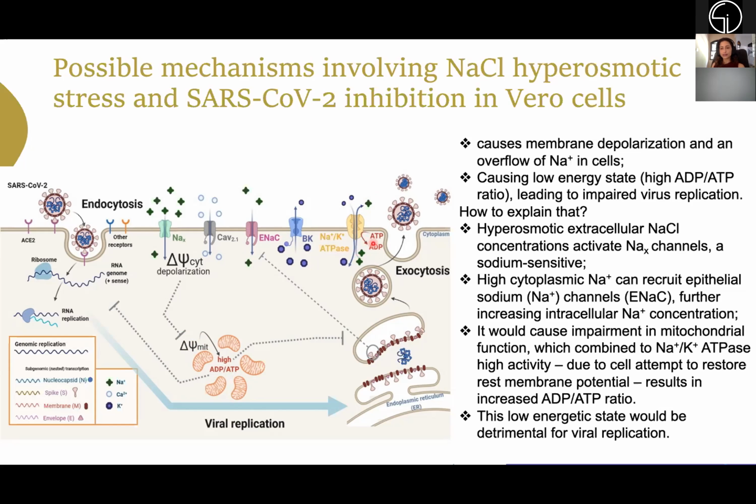So, in summary, the cell is in a low energetic state that would be detrimental for virus replication. That is the mechanism that we believe is happening, and we are trying to prove it. What I can say until now is that we proved that the cell is in a low energetic state. So we are trying to figure out if these channels are related or not.